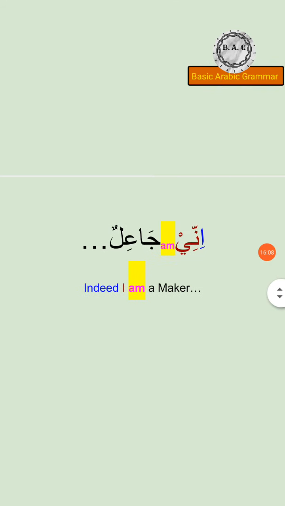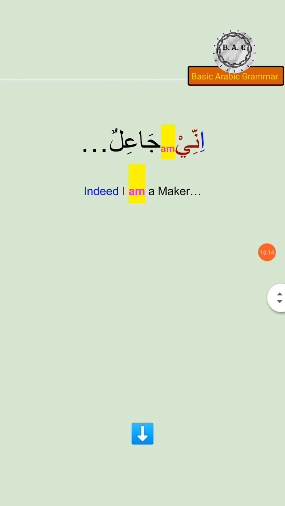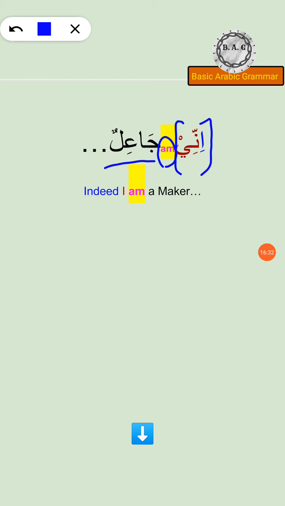Next example, inni ja'ilun. What's inni? You know already. It is the contracted form of innani, and it means indeed I am. Why am I saying "am"? Because the auxiliary verb needs to follow your harf nasab and its ism combo. Inni, indeed I am ja'ilun. Once again, ja'ilun, the pattern of fa'ilun, and it acts as an "er." So indeed I am a maker.